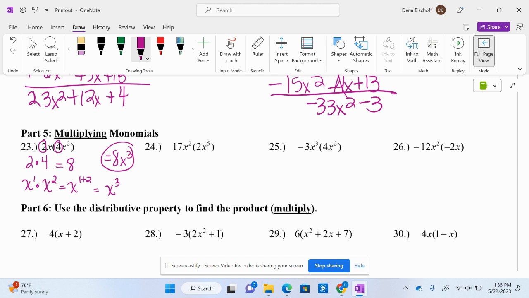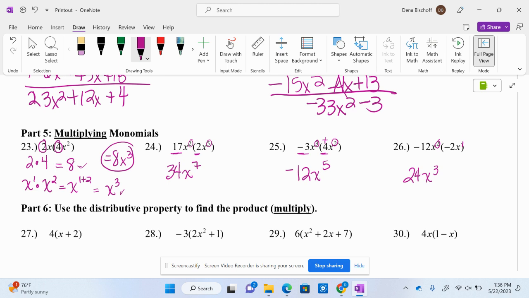Now, I feel like we have done this enough times that you don't have to show that step. I know that you guys mostly do that in your brain. Let's see. 17 times 2 is 34, and 2 plus 5 is 7. Negative 3 times 4 is negative 12, and 3 plus 2 is to the 5th. Negative 12 times negative 2 is positive 24, and 2 plus 1 is x cubed. Yes. Okay.